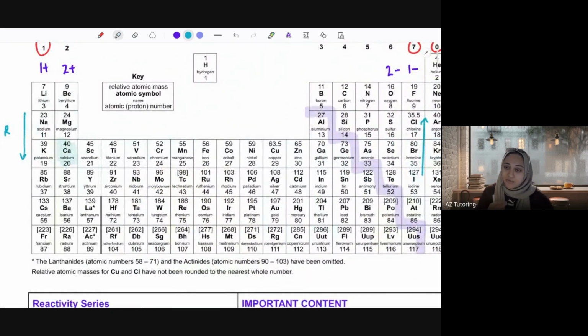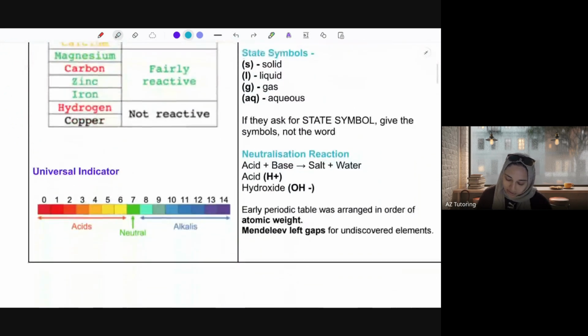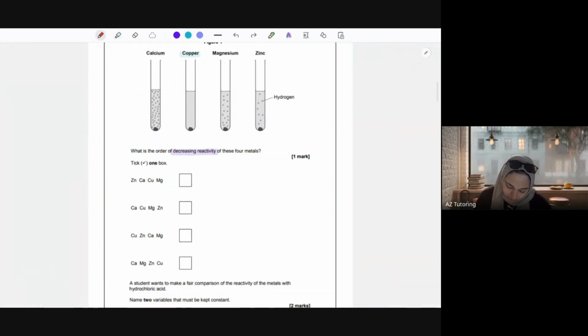Since calcium's below magnesium, it's more reactive. So calcium is the most reactive. Then it's magnesium. We've also got zinc. We can see zinc is less reactive than both these two. And then it's copper. So it's calcium, magnesium, zinc, and then copper. So calcium, magnesium, zinc, and copper. So it's just this option.